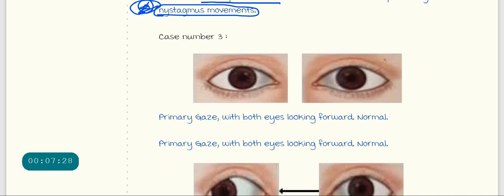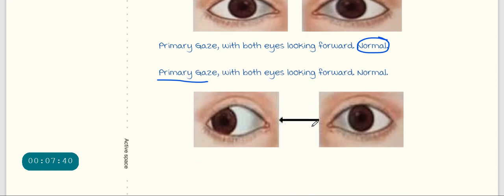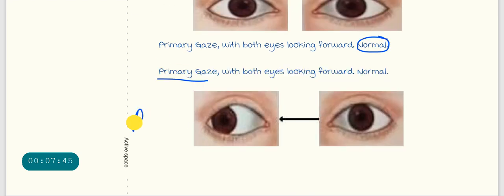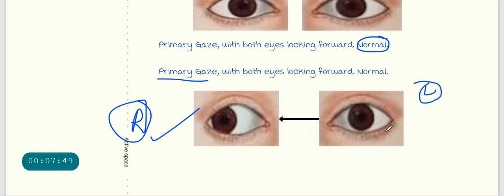Now comes the third case, another normal image. Then we told the patient to look in primary gaze, when both the eyes are looking at the front. Then we told the patient to look at the right side. Okay, so this will be the right eye and this will be the left eye. So the left eye is not moving in this condition and the right eye is abducted. Okay, so there is a problem in the left eye.